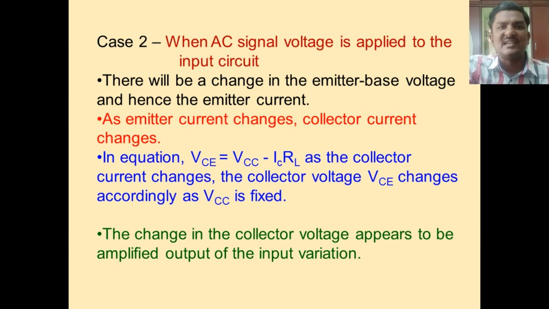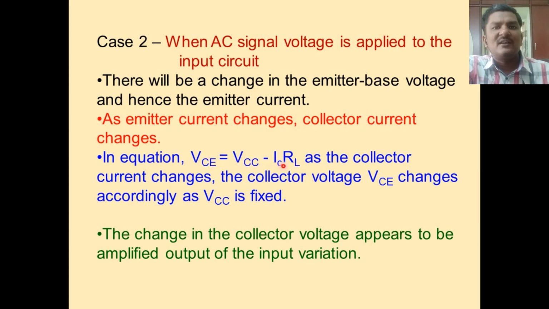So if IC changes, it results that VCE also changes. For example, VCE equal to VCC minus IC into RL. For example, 10 equal to 8 minus 2. If this value increases and becomes 3, then 8 minus 3 equal to 5. So if IC increases, this total factor increases and VCE decreases.